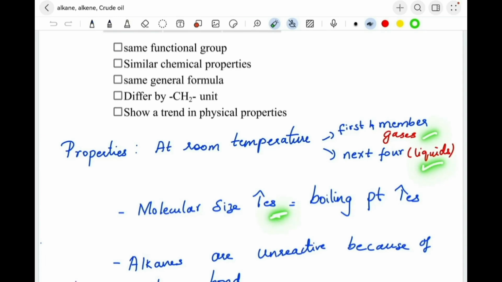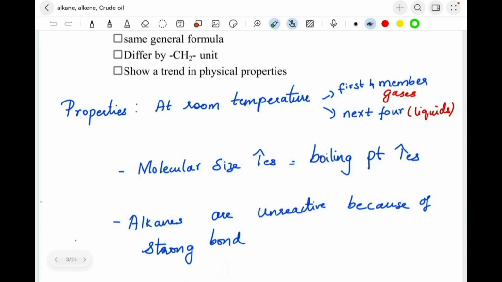As the molecular size increases, the boiling point increases. This is because the strength of the intermolecular forces of attraction between them increases, so we need to give more energy to break the bonds. In general, alkanes are unreactive. Again, that is because of the strong force of attraction.